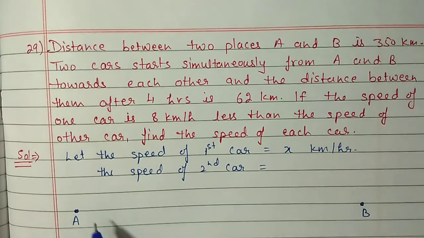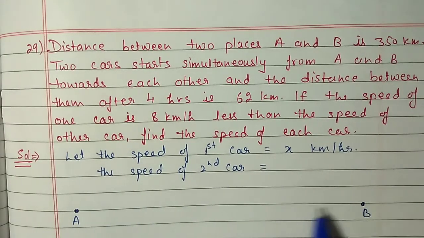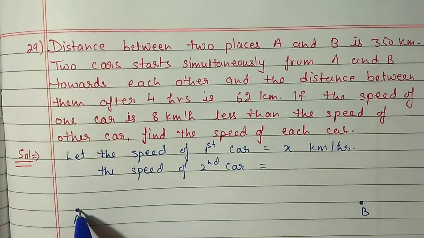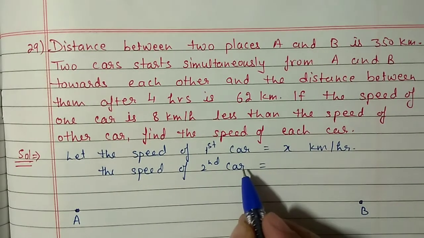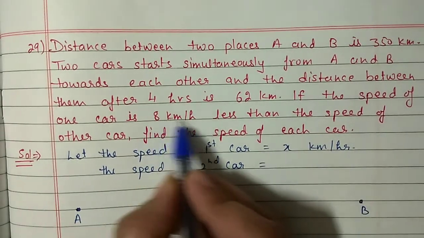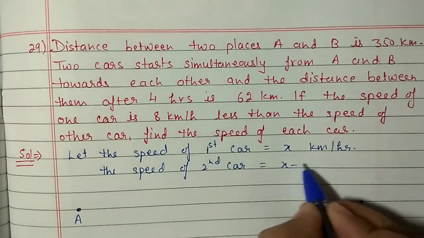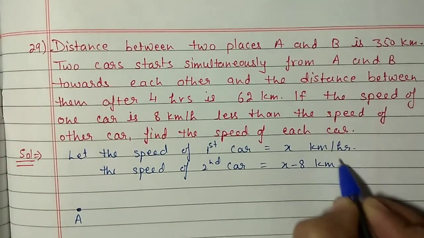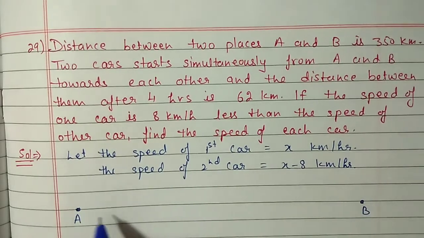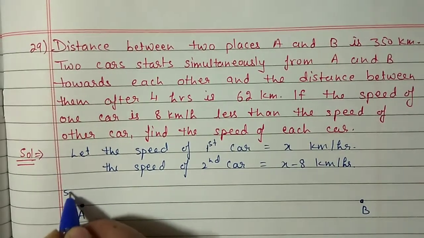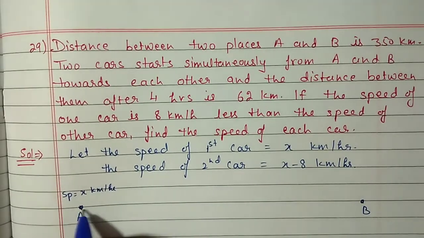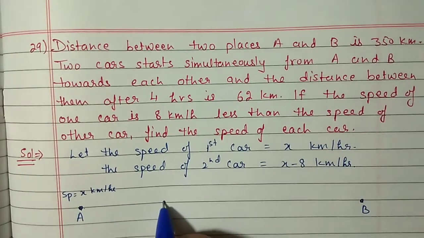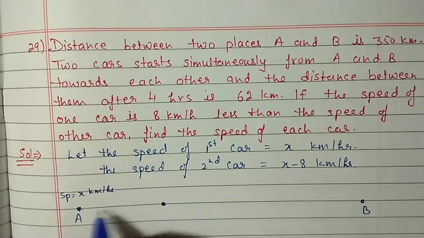So 2 cars are there, one will start from here, another one will start from here. So let the speed of the first car be x kilometer per hour and the speed of the other car is 8 less, it is given in the question. So x minus 8 kilometer per hour. Now the first car with the speed of x kilometer per hour starts from point A, and after 4 hours, suppose it has reached this point.